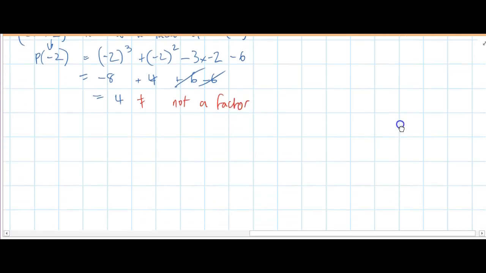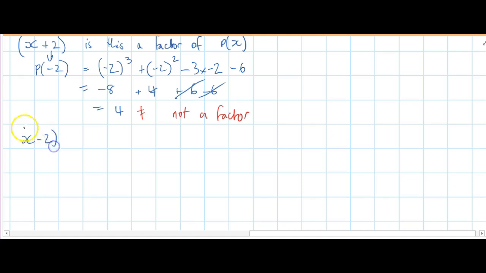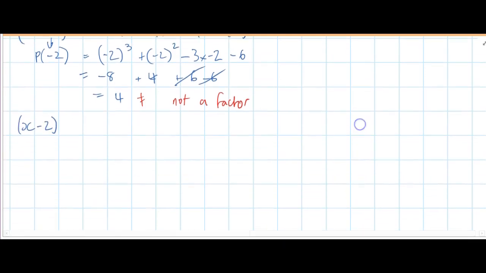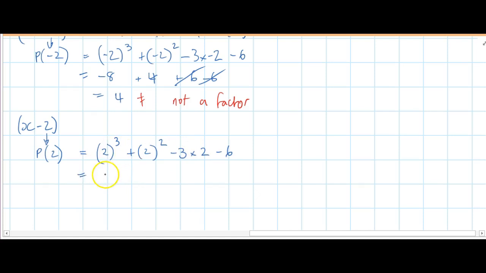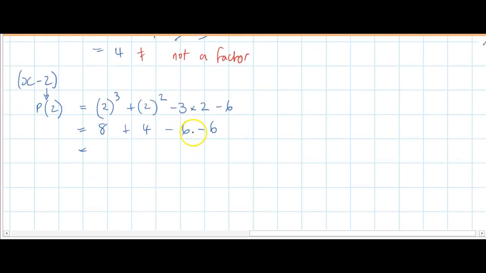All right, I'm going to try one more. Let's try x minus 2. Is x minus 2 a factor? In this case we substitute in p(2). Let's just go through this. In this case we're substituting in 2 for x. Positive numbers are always easier. So 2 cubed is 8, plus 4, minus 6, minus 6. What you might see here is 8 plus 4 is 12, minus 6 is 6, minus 6 is 0. So it is equal to 0. So it is a factor.